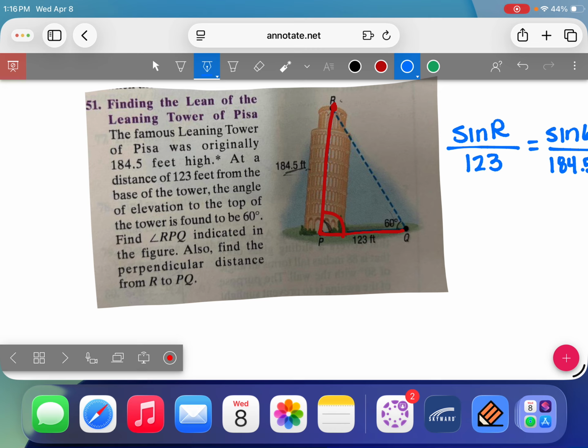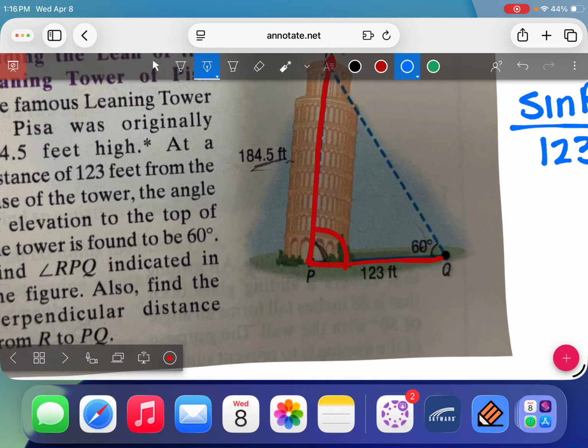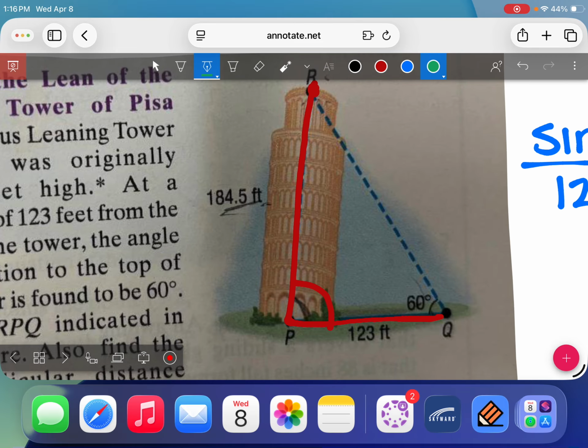Okay, so now let's talk about the second part, because it asks, see here it says, also find the perpendicular distance from R to PQ. So what that's saying is, if I zoom in to my little tower, perpendicular would be if I were to draw a straight line down. Okay, perpendicular means it has a 90-degree angle. How long is this green line?